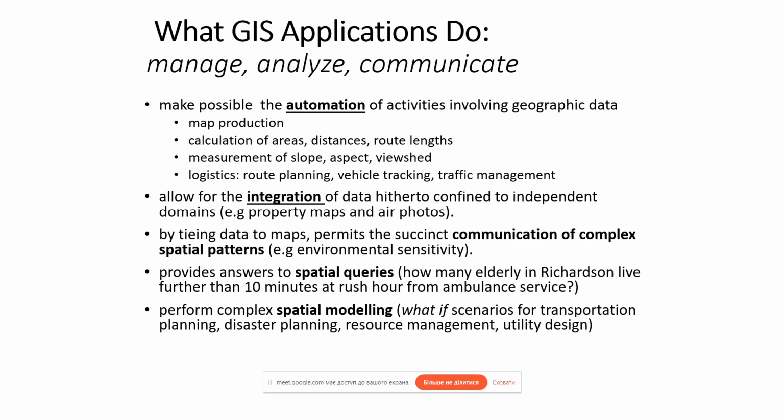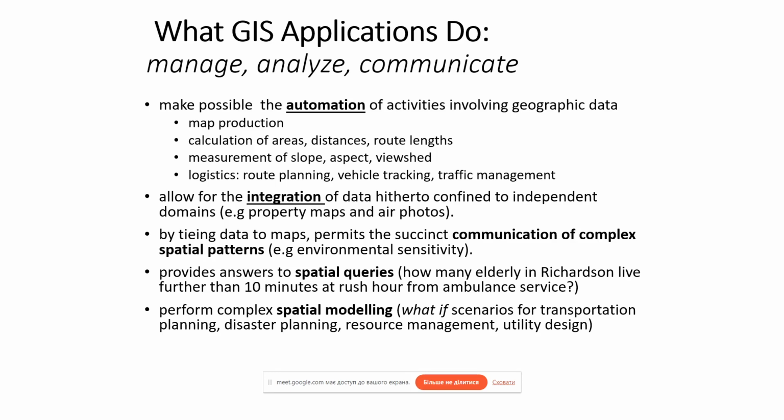Another important role of GIS is to allow for the integration of data hitherto confined to independent domains. For example, property maps and air photos. Tying data to maps permits the communication of complex spatial patterns. For example, environmental sensitivity.